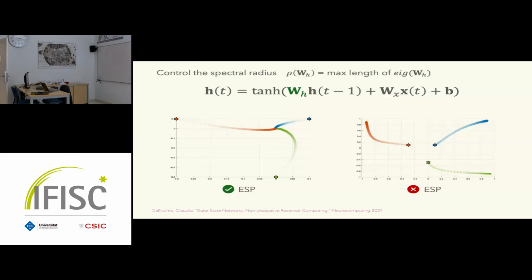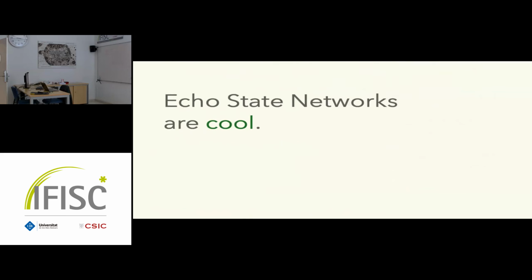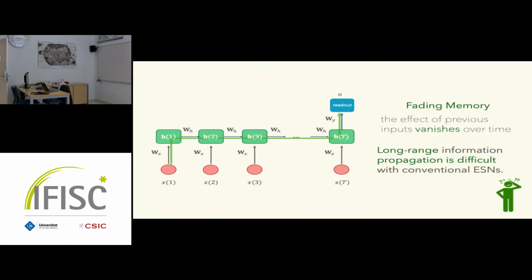Okay. So this is more or less an intuitive view on the echo state property. And echo state networks are cool in applications, like I showed you very briefly previously, but there are problems. And these problems are related exactly to this echo state property. When I am imposing the echo state property, I am in practice imposing the fading memory property of the system.